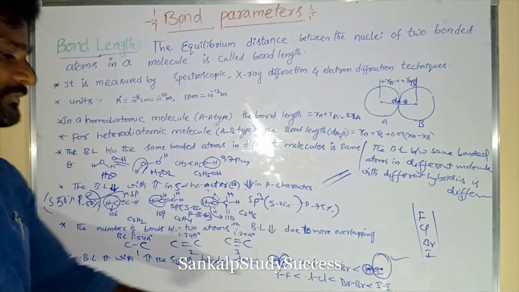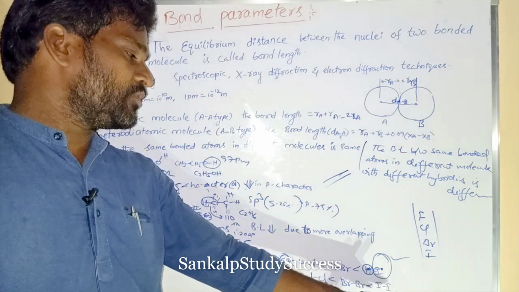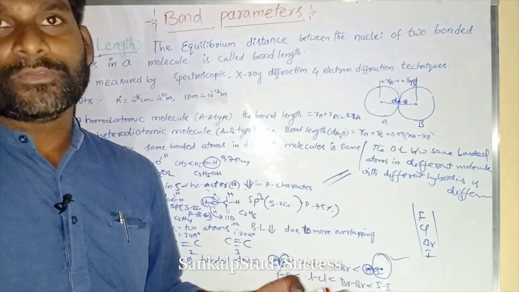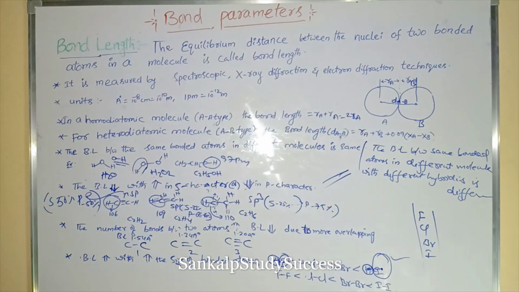Similarly, F2, Cl2, Br2, I2. This has more atomic size, and this has less atomic size. If the atomic size of the bonded atoms increases, its bond length also increases.